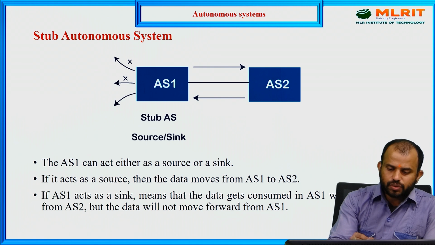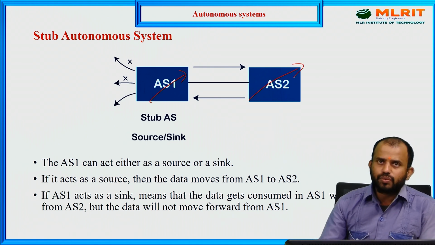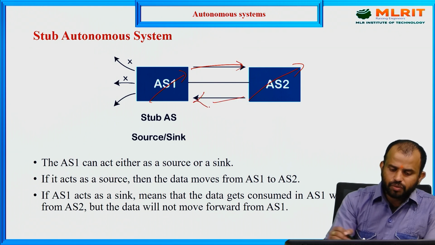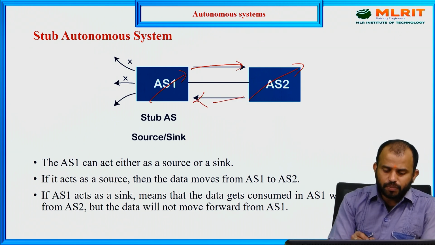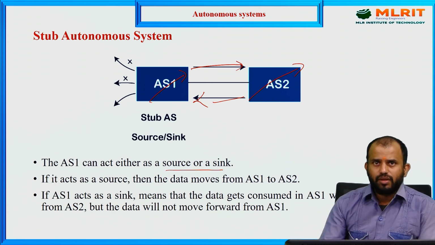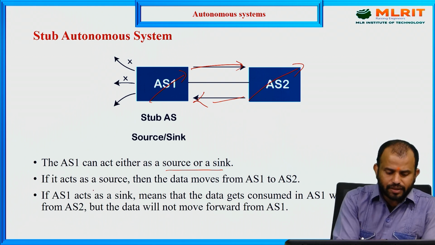So when you see this one, we have AS1 here, as well as AS2. So information is transmitted as well as received. But here in AS1, it may act as a source or a sink, which means one is transmitting and another is acting as a receiver. One is the source, another is acting as a destination.